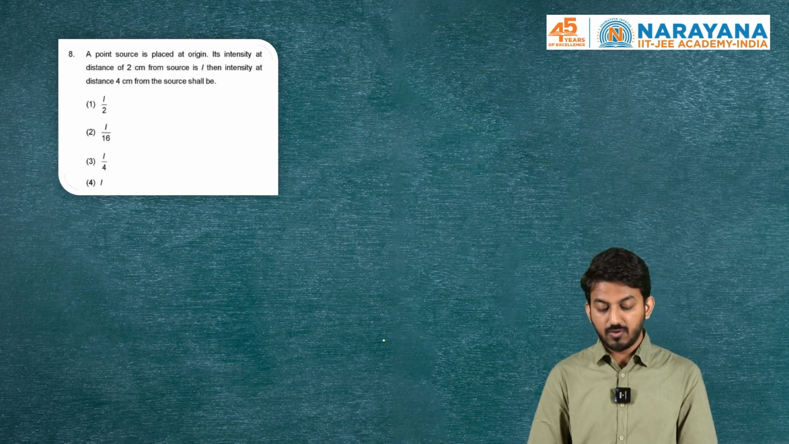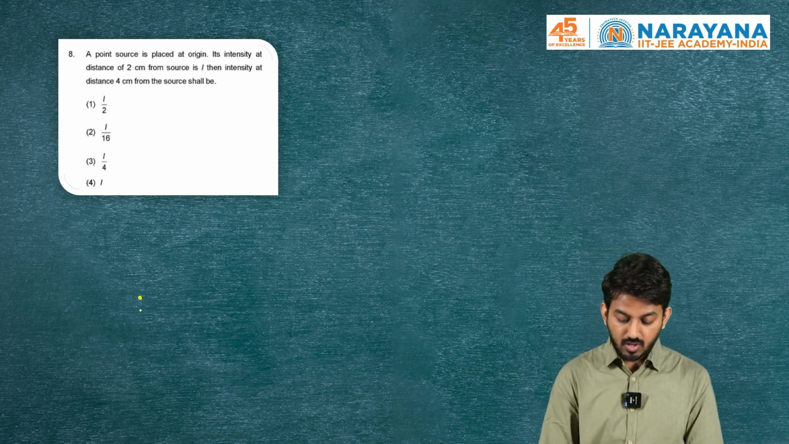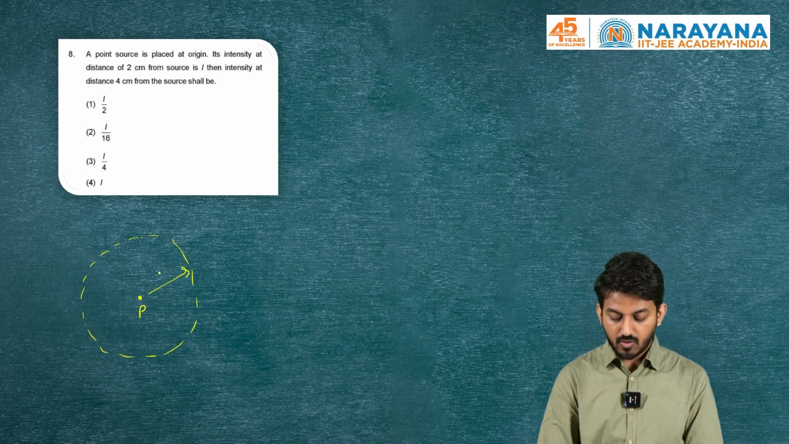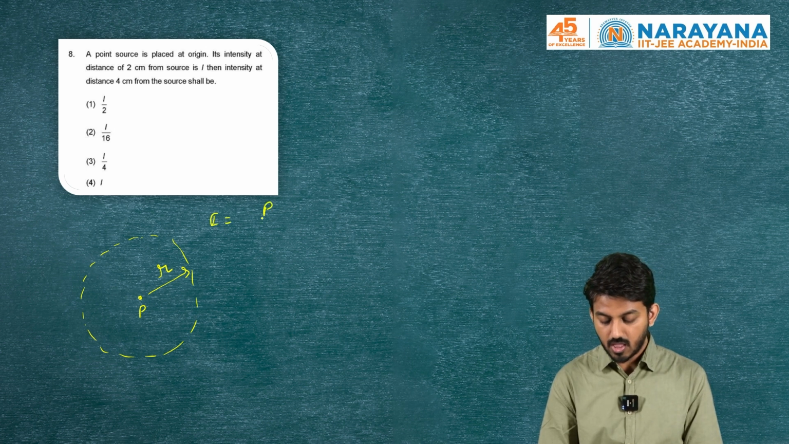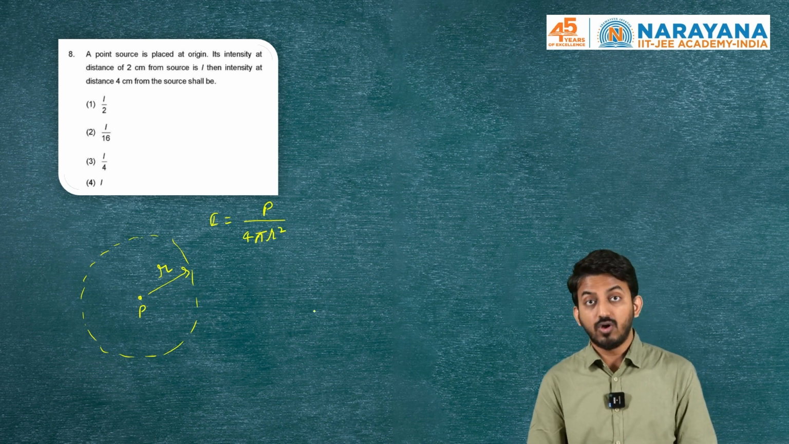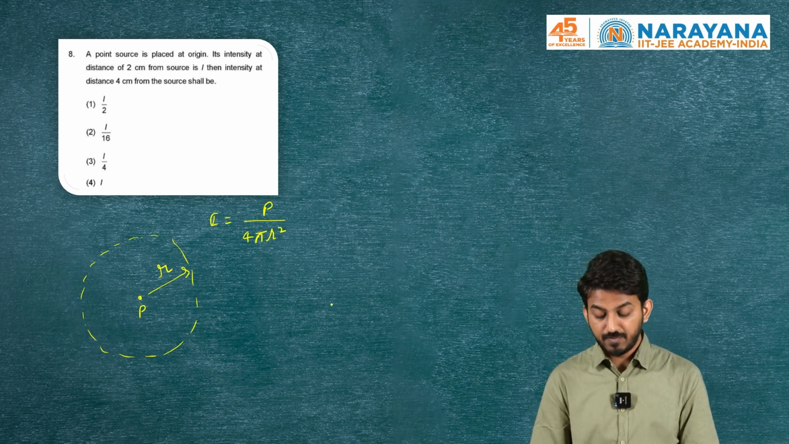Eighth one, we have a point source which is placed at the origin. Intensity at a distance of 2 centimeter from the source is given to be I. They're asking for intensity at double the distance. Now, for a point source of power P, it is spreading spherically, symmetrically. So, at some distance R, intensity can be written as P over 4 pi r square, because the whole energy is being spread over a spherical surface.